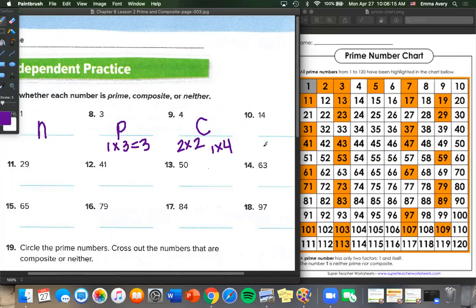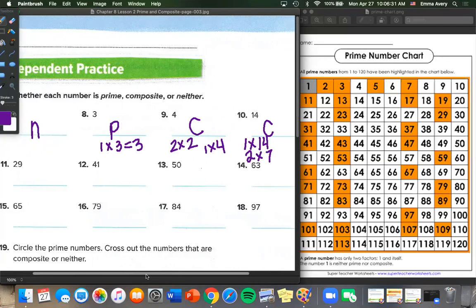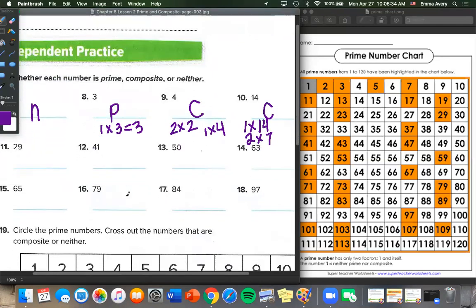14, let's do this without looking at the chart. We know we can do 1 times 14, but we can also do 2 times 7. So this must be a composite number. We can check by coming over here. Yep, 14 isn't highlighted, so it must be composite. Okay, let's do number 29. 29 is highlighted, so that must be prime. So only 1 times 29 equals 29.